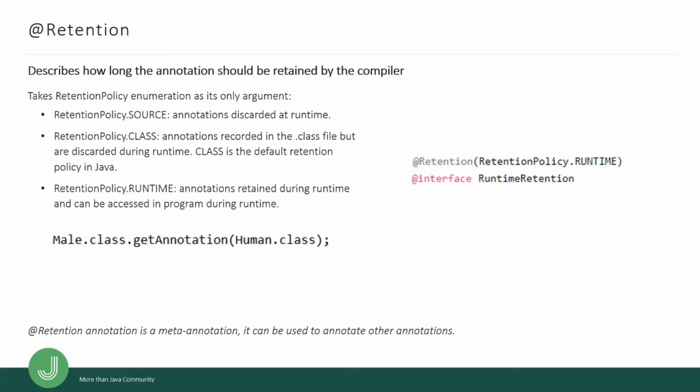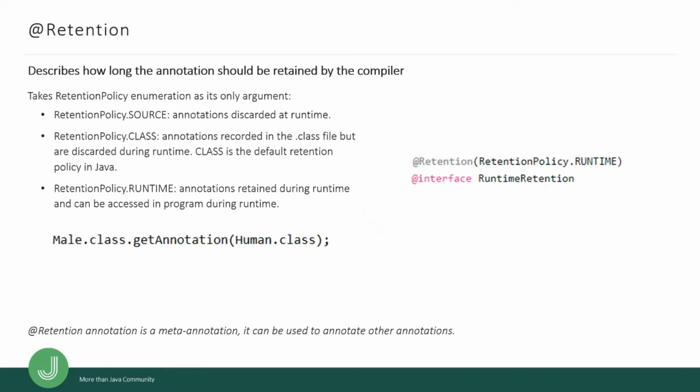The next one is retention. It describes for how long your custom annotation should be visible. We actually have 3 retention policies in Java: source, class, and runtime. The first 2 you use if you want your annotation to be visible only when you're writing your code and when you're compiling it. But the main problem is that your annotation won't be visible during the runtime, so it won't be visible while you're running your app.